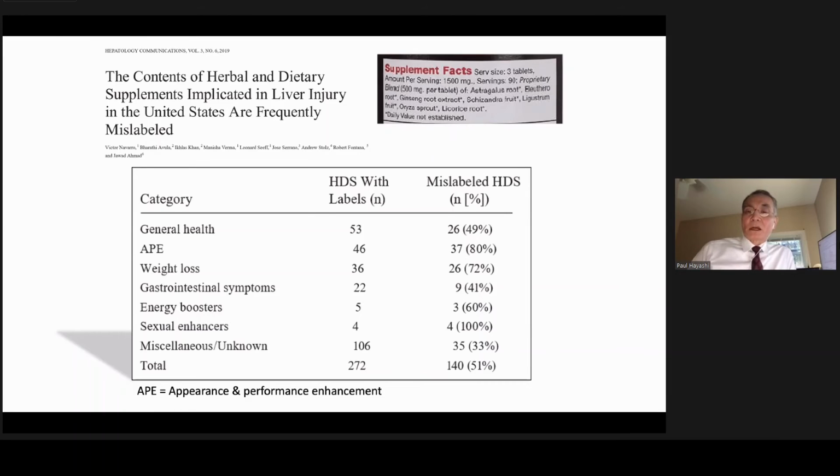So I like to say that in terms of research on this problem, we can't get past square one because we don't even know exactly what's in these products. So this is, again, part of the complexity on the clinical side of diagnosing drug-induced liver injury and its phenotypes.